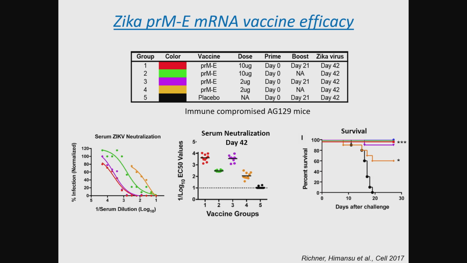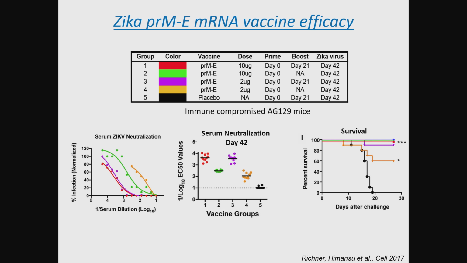So here on the bottom left, we're looking at serum neutralization. This is at 42 days post-vaccination. And you can see what this graph is showing here on the left is at high levels of serum, so undiluted serum, we have complete neutralization of the virus. But then as we begin to lower our serum dilution, we see that we're no longer neutralizing the virus.